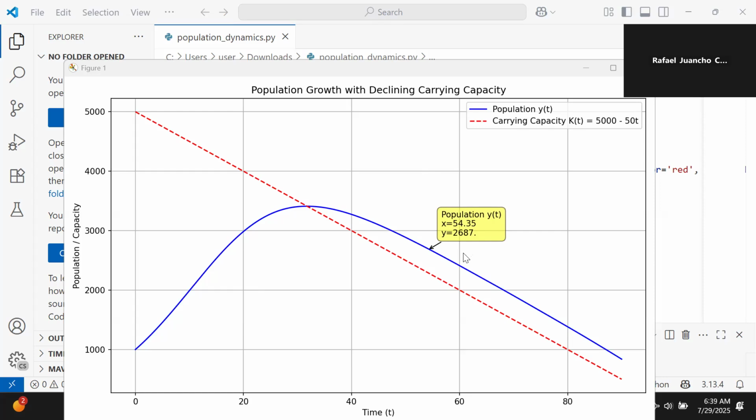Here my x, I don't know how to change this because GPT did this for me. My x is basically the time, and then my y is the number of people, right? And so this is also my carrying capacity. Then once it goes down, they intersect. That's when my population starts collapsing.